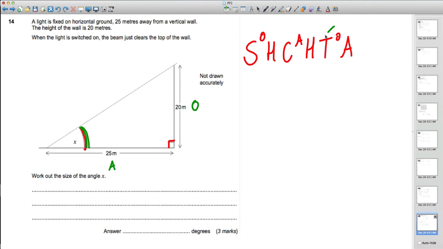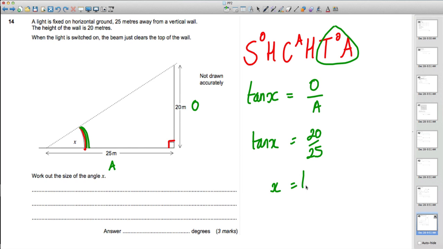So what has O and A? TOA. Write down what TOA means. It means tan of your angle, which is x in this case, is opposite divided by adjacent. So tan of your angle is equal to 20 over 25. Therefore your angle is the inverse tan of 20 over 25. Your calculator must be in degrees mode, and you get 38.7 degrees. Both your values were to 2 SF, so I'd probably just say 39 degrees to 2 significant figures.